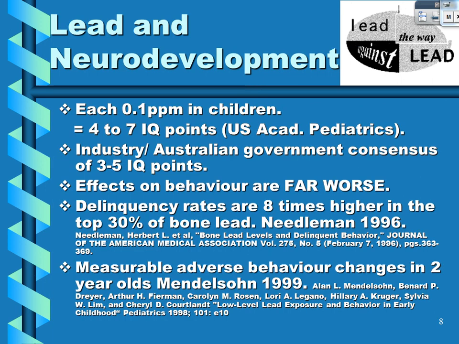There have been a lot of studies done on the effect of lead on people's brain development, and one study suggests that each 0.1 part per million in children lowers the IQ by 4 to 7 points. The Australian studies showed the same thing, but they showed each 0.1 part per million of lead lowers IQ by 3 to 5 IQ points. They've also done a lot of studies on the effect of lead on behaviour, and delinquency rates are 8 times higher in the top 30% of people with the highest bone lead. And there have been measurable adverse behaviour changes in 2-year-olds depending on their lead concentrations.